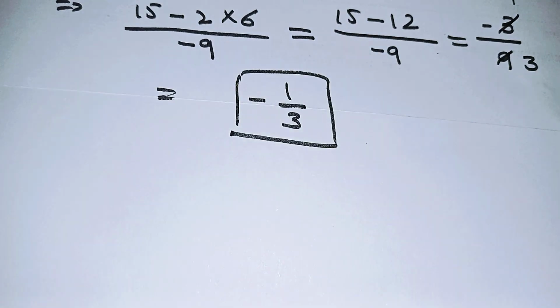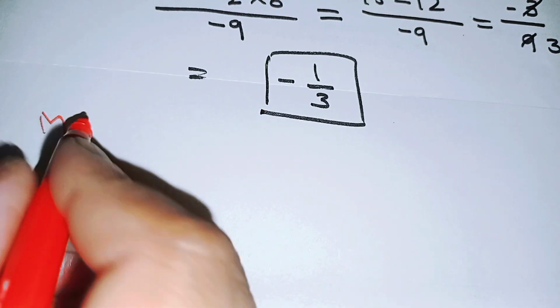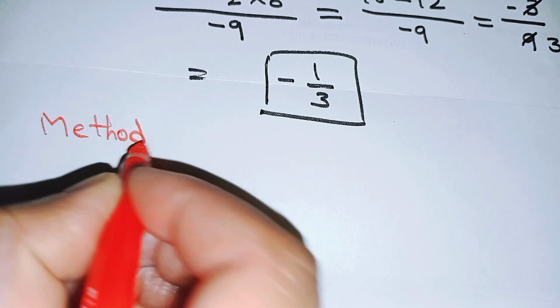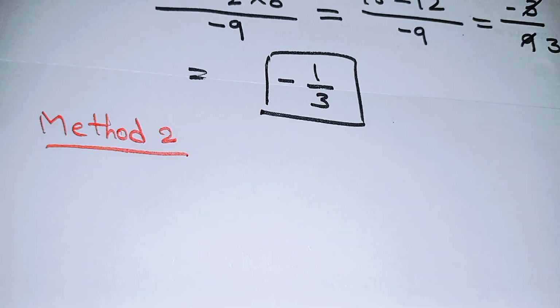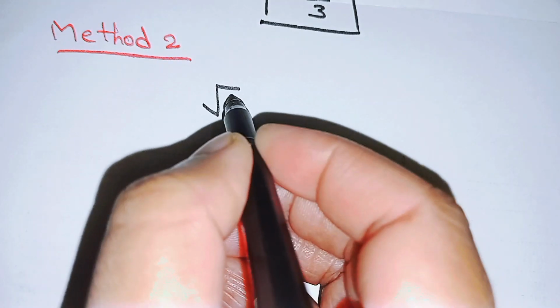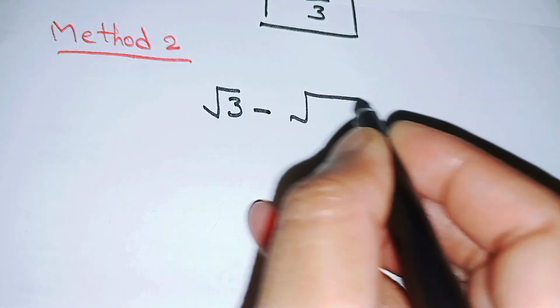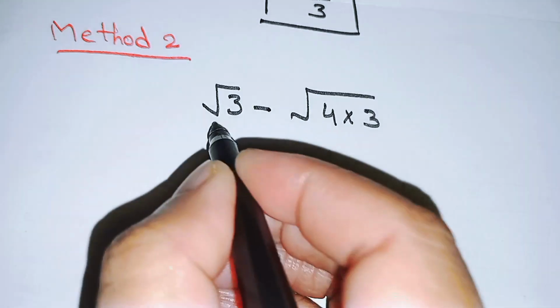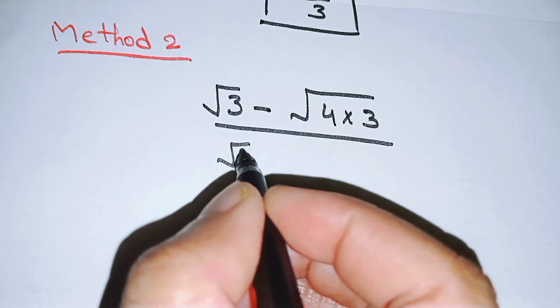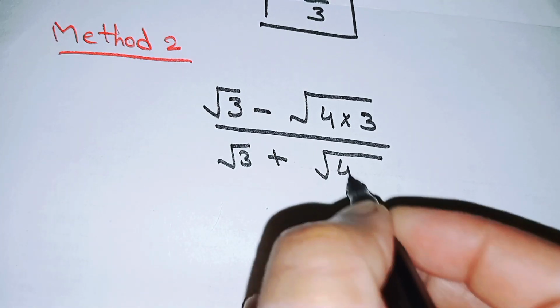Now we solve method 2. It can be written as the square root of 3 minus the square root of 12, where the square root of 12 can be written as the square root of 4 times 3, over the square root of 3 plus the square root of 12, which can be written as the square root of 4 times 3.